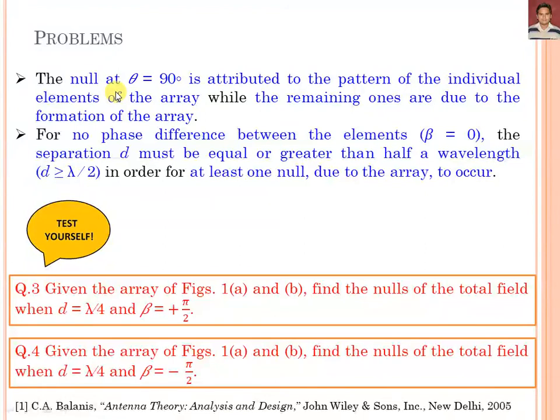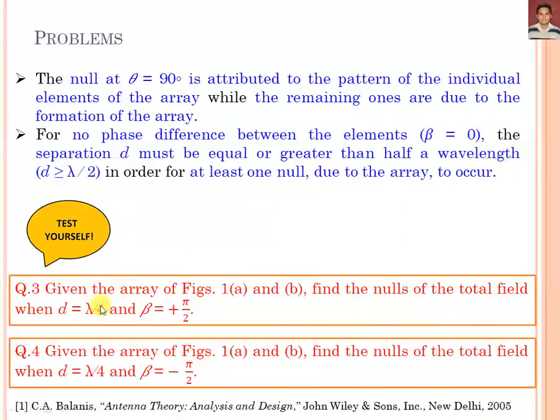The null at theta equal to 90 degrees is attributed to the pattern of the individual elements of the array, while the remaining ones are due to the formation of the array. For no phase difference between the elements, beta equal to 0, the separation distance d must be equal to or greater than half a wavelength, d equal to lambda by 2, in order for at least one null due to the array to occur. So we have to analyze these two problems based on the two element array in the array analysis.